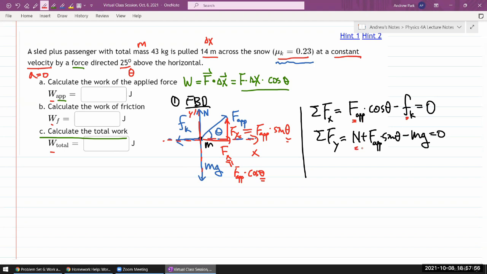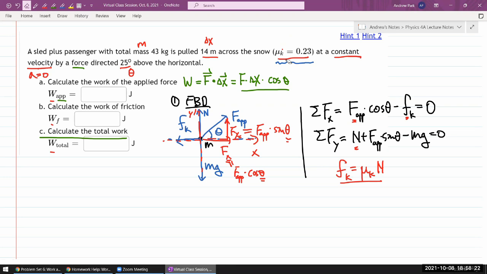I need one more equation, and hopefully it doesn't take you too long to realize I need to express my friction force in terms of my coefficient of friction and the normal force. With kinetic friction, it's pretty simple. It's just the equality. You don't have to worry about the things I tell you to worry about with static friction. So, okay, I have three equations, three unknowns. I should be able to solve it.